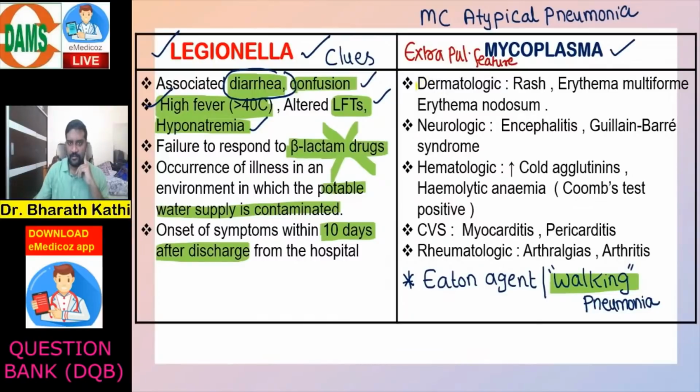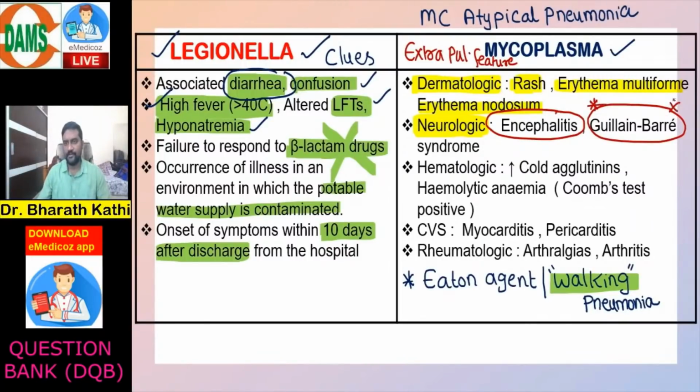Within the skin there is rash. Erythema multiforme can be seen, erythema nodosum. So skin lesions such as erythema multiforme, erythema nodosum can occur as an extrapulmonary feature in Mycoplasma pneumonia. Whereas in the neurological extrapulmonary features, because of systemic involvement of the brain, there can be encephalitis. And few patients who are having Mycoplasma pneumonia can later on develop Guillain-Barré syndrome.